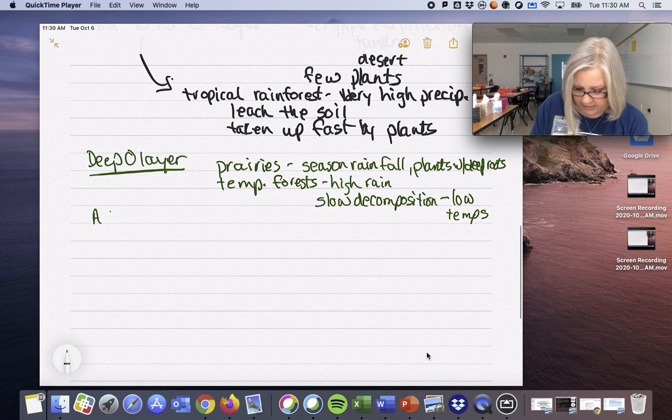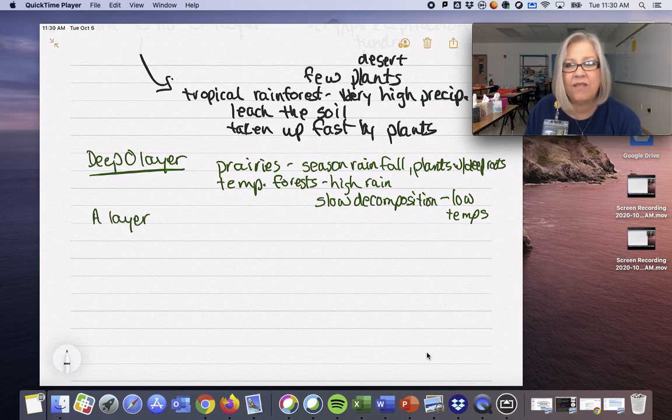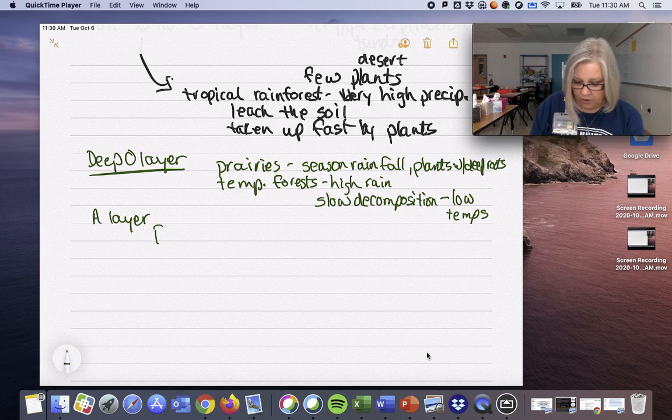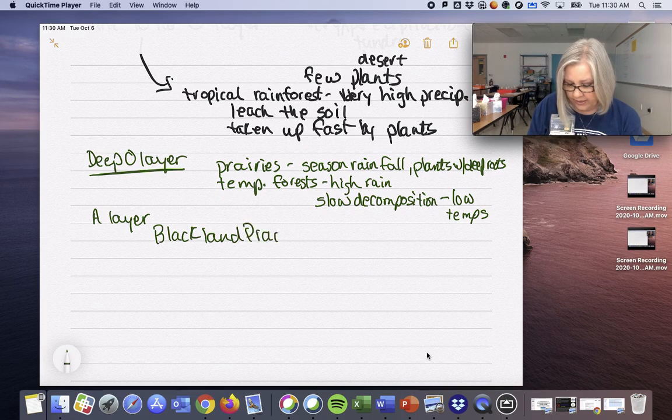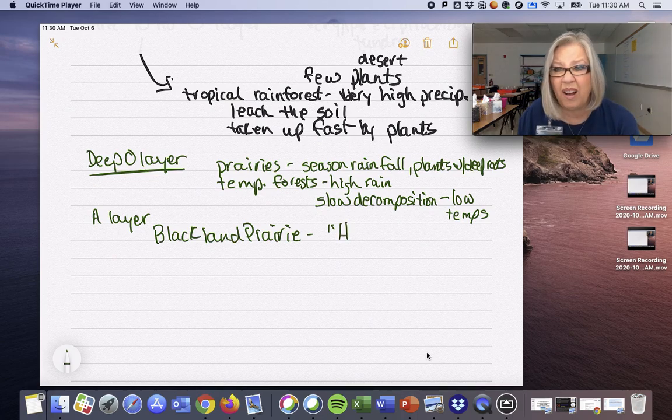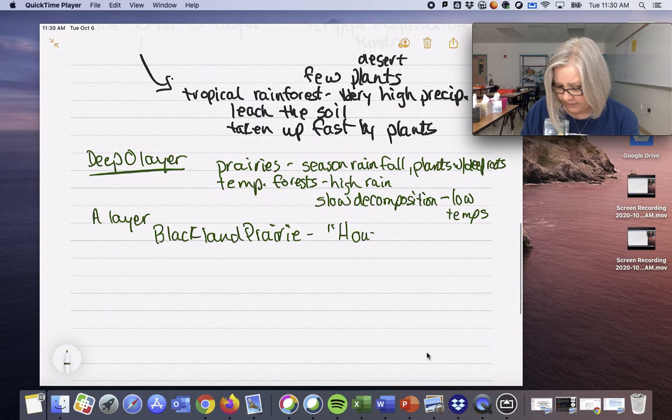All right, so what about the A layer? So A layer, here in North Texas, we have a high A layer. Our A layer is very, very deep, and the reason is that we are on the Blackland Prairie. Our actual soil name is called Houston Black. Don't know why. Houston Black.